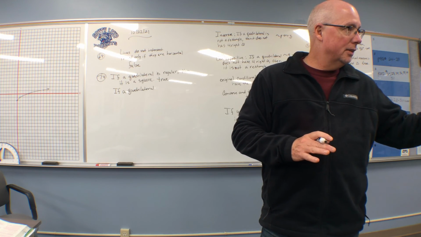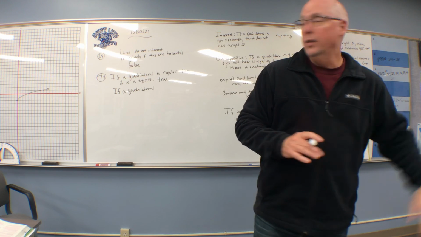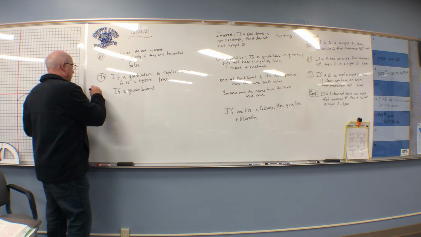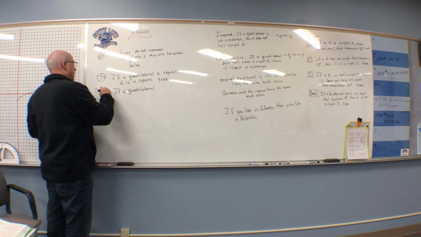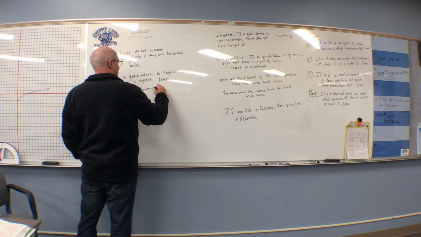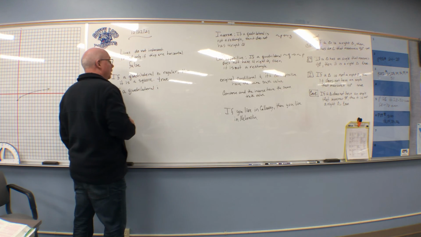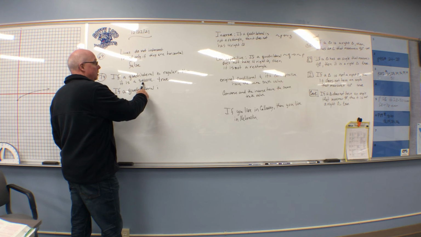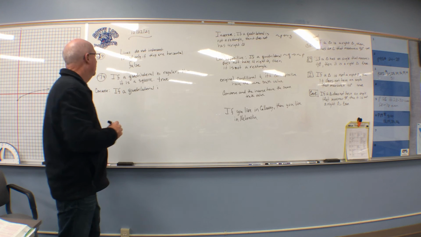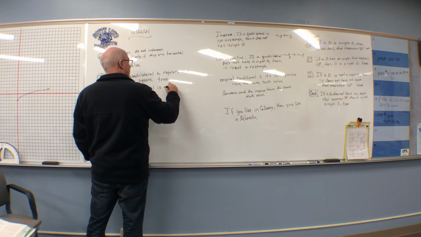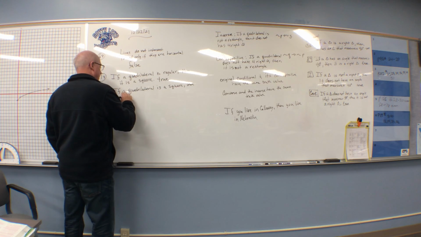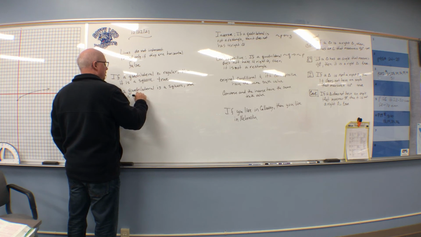Is it the conditional or the converse? This is the original conditional. What we're doing now is the converse. You take if P, then Q, and make it if Q, then P. So if a quadrilateral is a square, then it is regular. That is correct.